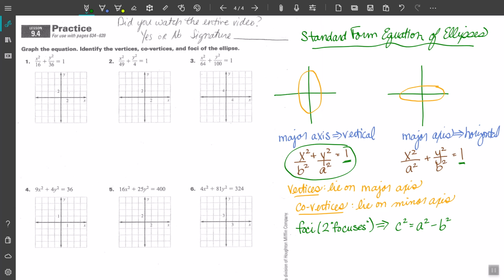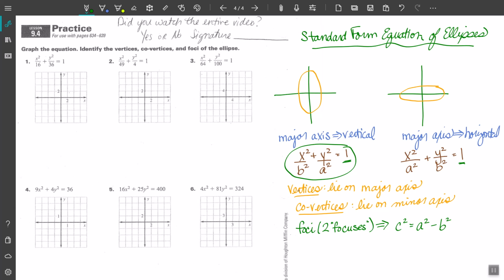So if you see over here, we're going to do number 1 and 2. They're both in standard form because on the right hand side we have a 1. In number 4, 5, and 6, none of these are solved for a 1 on the right hand side. So before we can do anything, we're going to have to divide through. Like in number 4, we'll have to divide the entire equation through by 36 to get 1 over on this side. So 4, 5, and 6 are not in standard form. 1, 2, and 3 are over here.